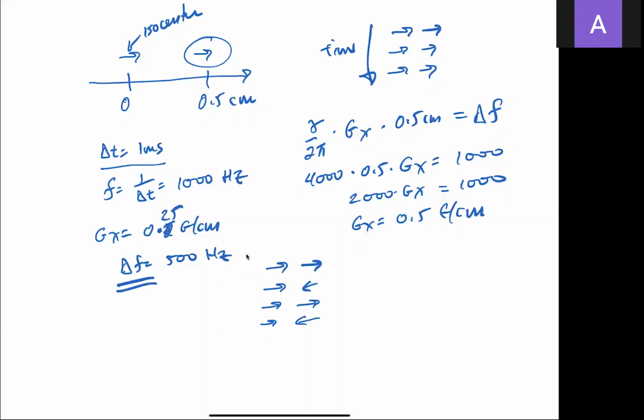Wasn't 0.125 also an option? Yes, but it asks you what is the largest amplitude that can be used. Oh, okay. So 0.25 is greater than 0.125. But that's a great question. Yeah, because it's multiple choice.